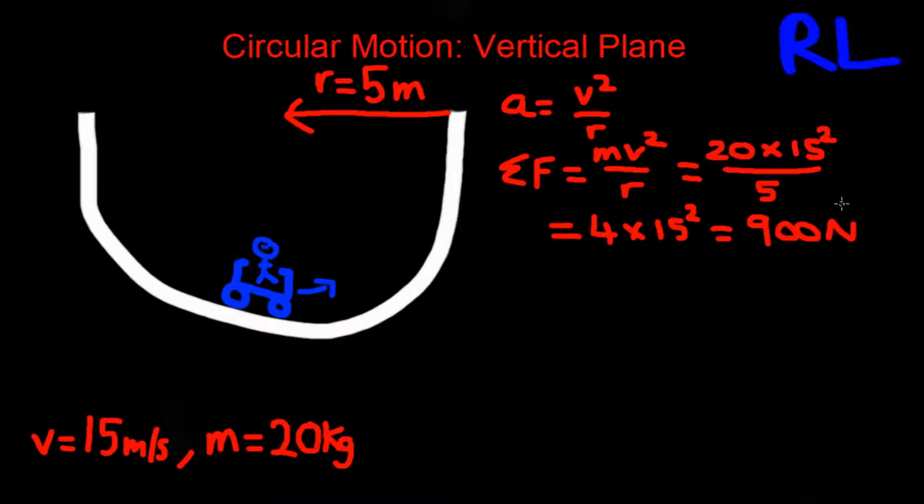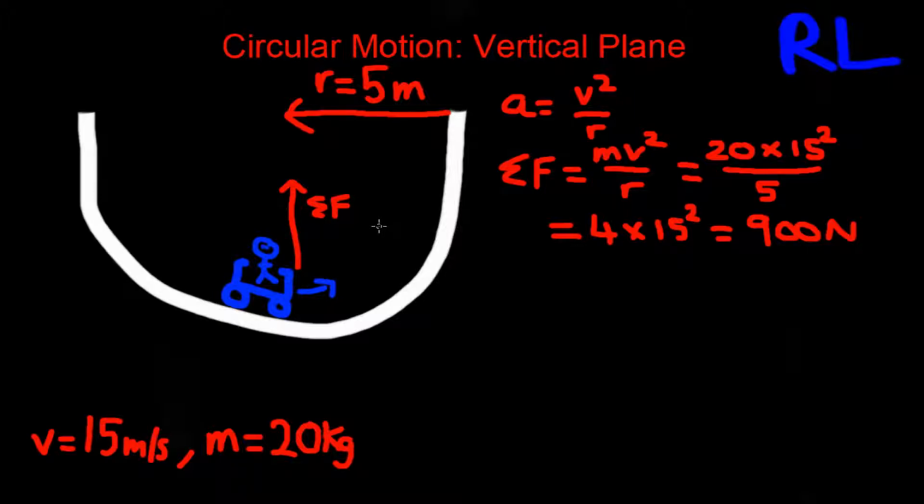Now, forces are vectors, so net force being 900, we'll leave it as positive for now, which will be fine as long as we keep that consistent throughout the problem. And we know that the net force is going to act in the same direction acceleration acts, which we know is always towards the center of the circle. So our net force here is going up, and it's positive.